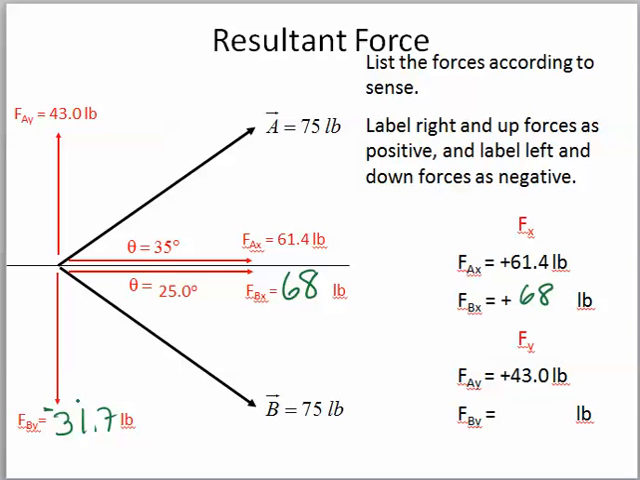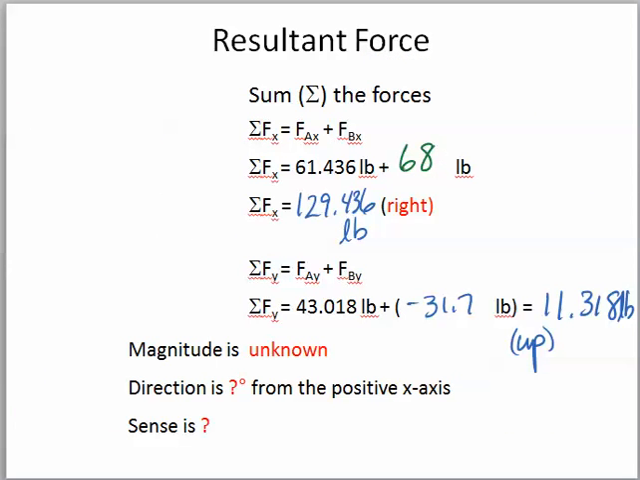And I'm going to call this negative because it's in the negative direction. If you look at this right now, you can tell that these two are going to somewhat cancel each other out. So what I've done here is go ahead and do the sum. We're starting to learn that this symbol is a Greek letter, but it means sum. And I filled in what the second person was. They had a force of 68 pounds for a total of 129.436 pounds pulling to the right.